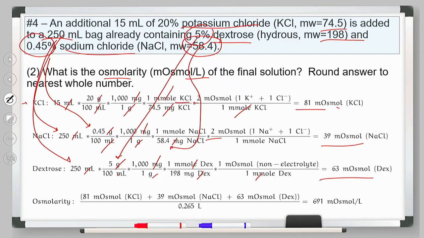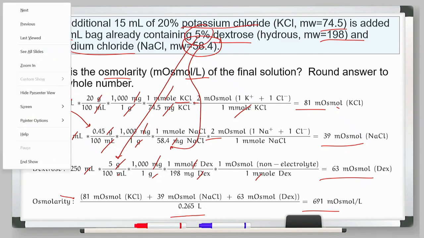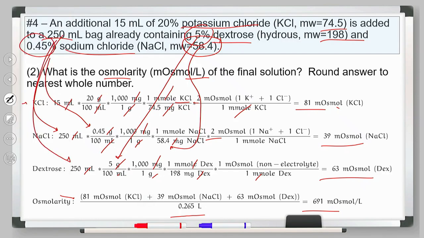So we add all of those up. If we add all of those 3 up in total and divide by what we talked about before, 0.265 liters, that's the total volume in liters, I got 691 milliosmoles per liter. Okay? Any questions with that?